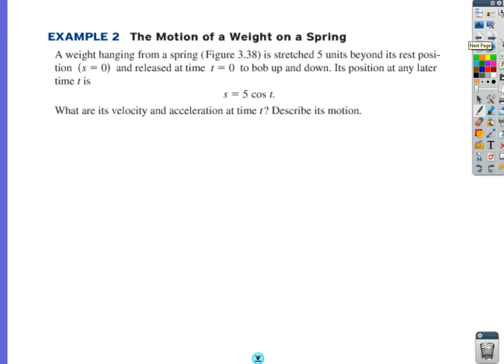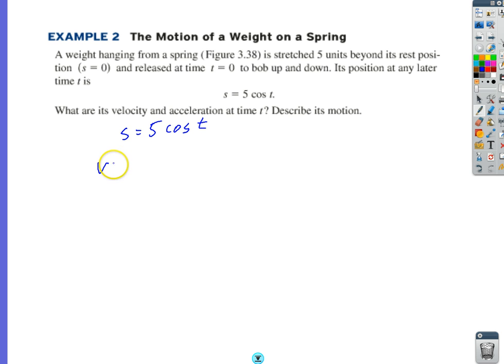The motion of a weight on a spring. The weight hanging from a spring is stretched 5 units beyond its rest position and released at time equals 0 to bob up and down. Its position at any later time is 5 cosine t. What are the velocity and acceleration at time t? So again, we have to bring this back. Here I have my position is equal to 5 cosine t.